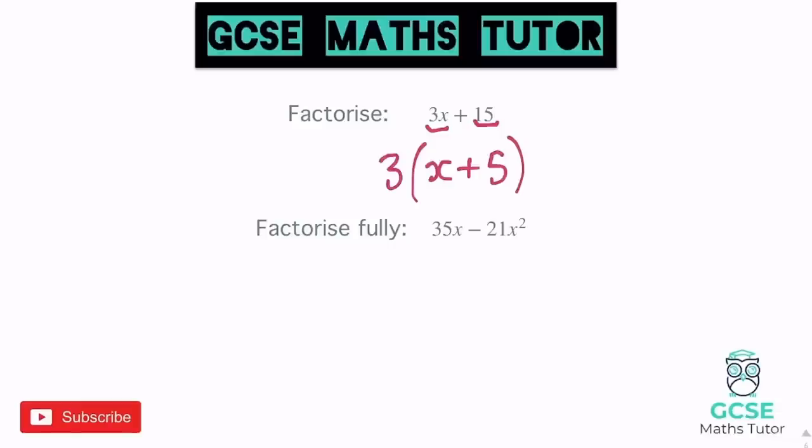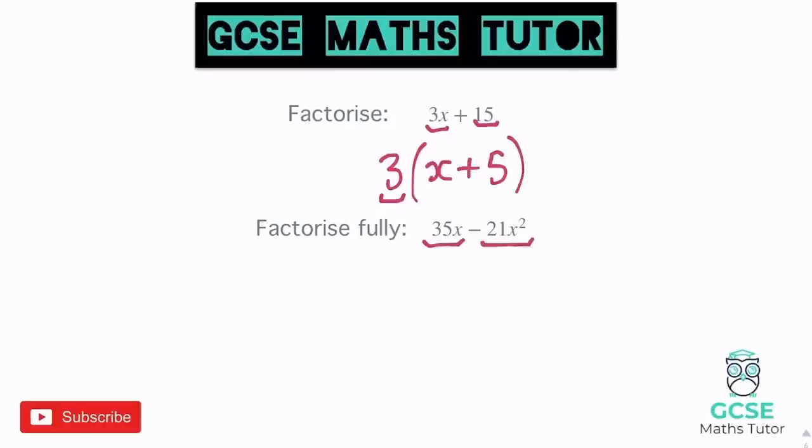Now this next one says factorise fully, and that's because there's more than just one thing that comes out of the bracket in this one. So in that one above there was just a 3 that came out. So here we're going to have 2 things, and let's have a look at both these pieces. We've got 35x and 21x squared. So they both have an x in, so there's definitely going to be an x coming out.